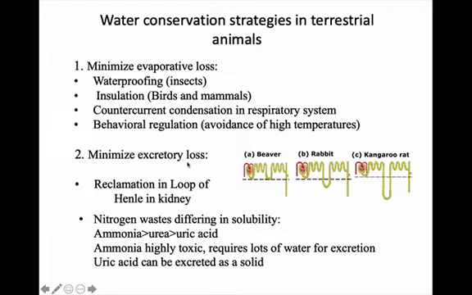So you can reclaim different amounts of water in the loop of Henle in the kidney, or you can actually choose a nitrogen waste product that requires either more water or less water. Now, ammonia in mammals is the primary waste product of nitrogen metabolism. It gets converted to urea first and then to uric acid. And these wastes differ greatly in solubility. Ammonia is highly soluble, urea is less so, and uric acid is almost crystalline.